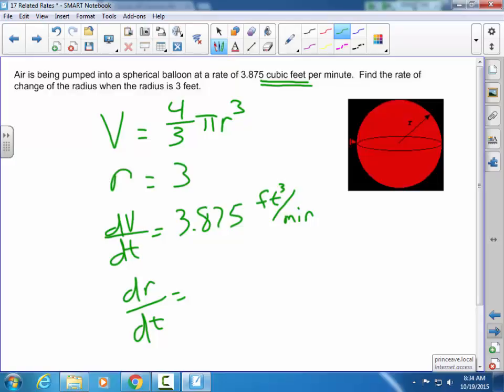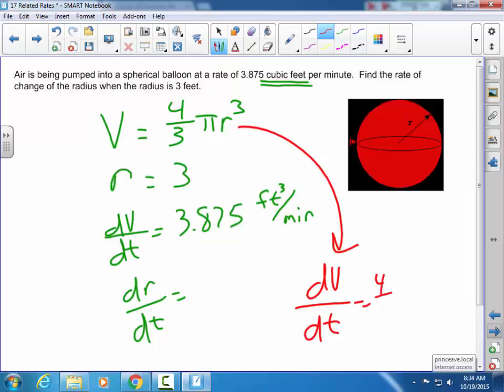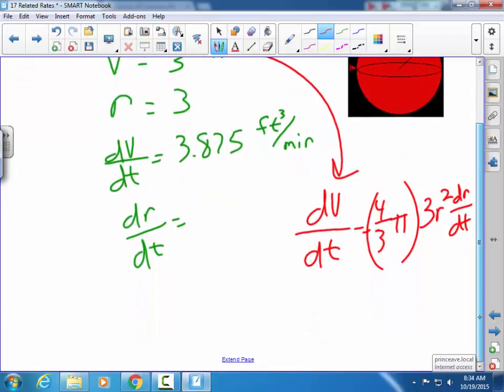So now, what do you think we ought to do? We've got all of our information. What do you think we should do now? Take the derivative of this thing right here. Take the derivative. So we get dv over dt equals 4/3 pi, because those are just constant numbers. We're just going to write them down. What's the derivative of r cubed? 3r squared dr dt. Don't we already know dv over dt?